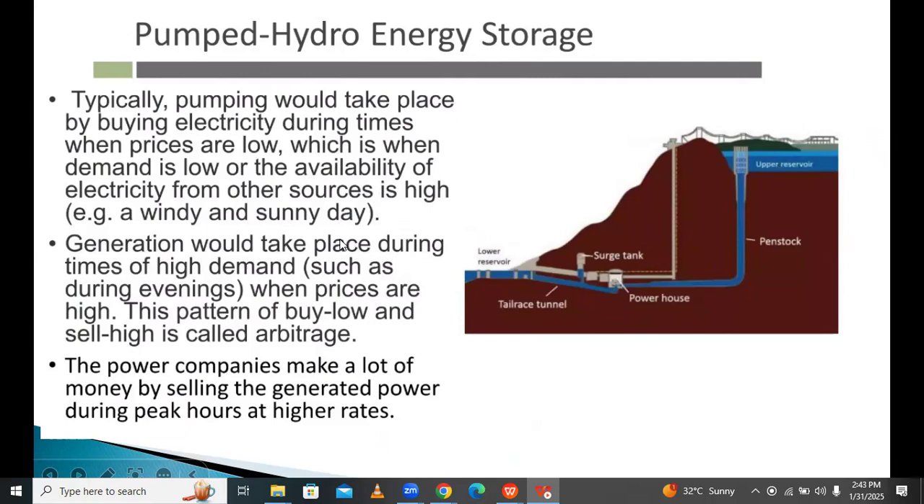Generation takes place during times of high demand. During the summer season, the electricity demand is high, a larger amount of electricity is demanded. Generation takes place during times of high demand, such as during evenings or summer seasons. Based on the seasons, the load on the system changes. During summer season, the load on the grid is very high.